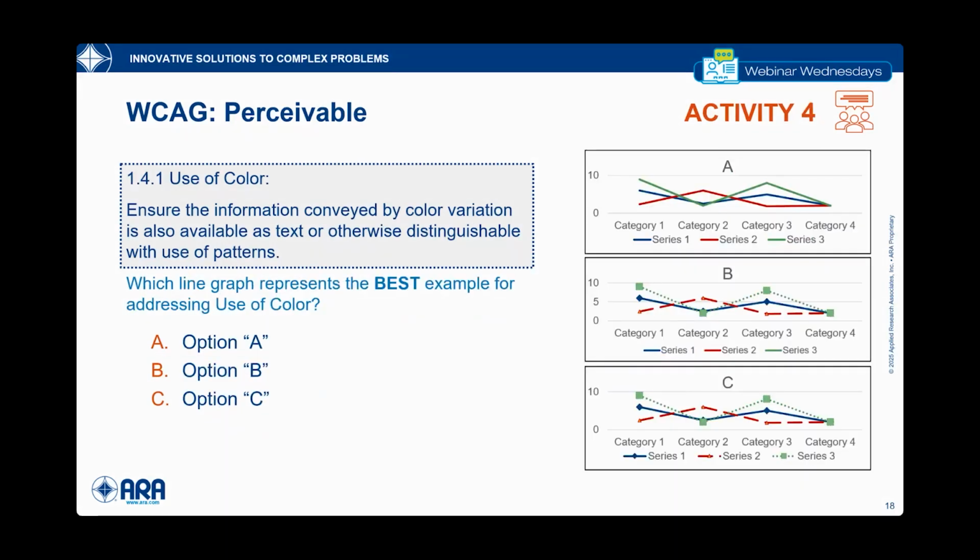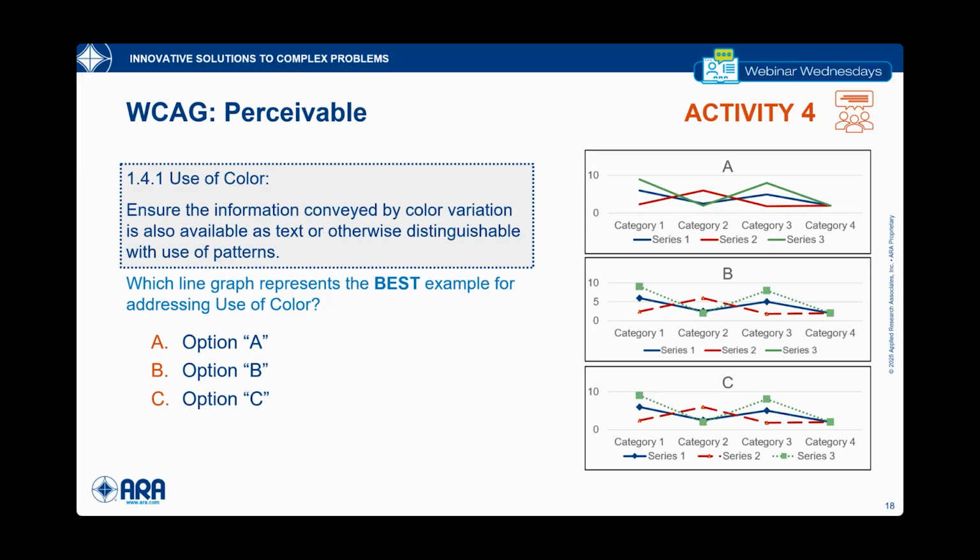Now we're going to go straight into the next activity, or the next poll question. And this is another one for the use of color, but it's a little bit more difficult. So, which of these line graphs represents the best example for addressing use of color? And I'll give you a hint. Look at the legend and look at the graph. Which of these graphs would you be able to identify which line represents, let's say, series 1, for example, without actually having to use color?